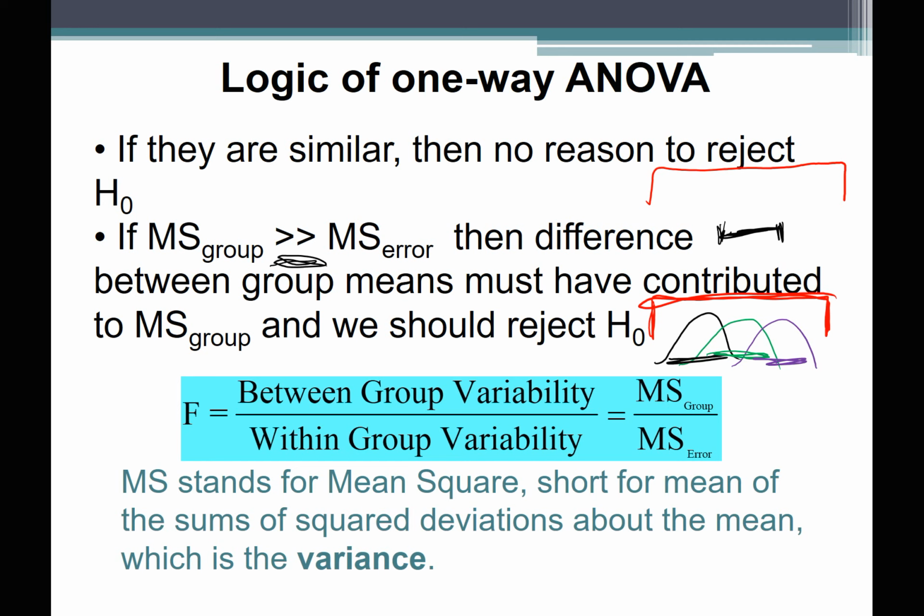So when our MS group, our between group variability, is much bigger than our within group variability, then this means that the differences between our group means must have contributed to this particular between group variability. And in this case, we would reject the null hypothesis because the means of our groups are most definitely not the same.